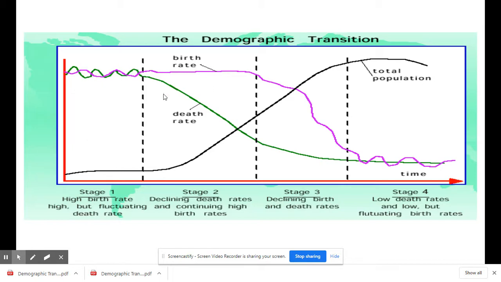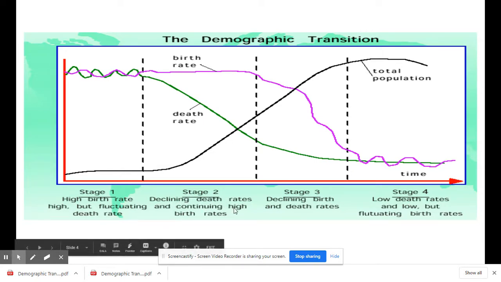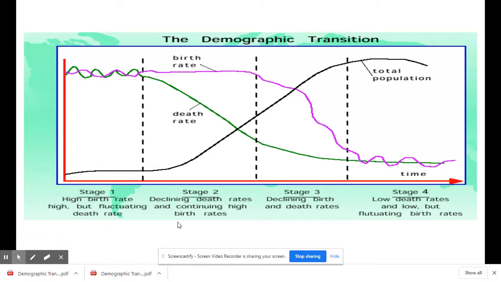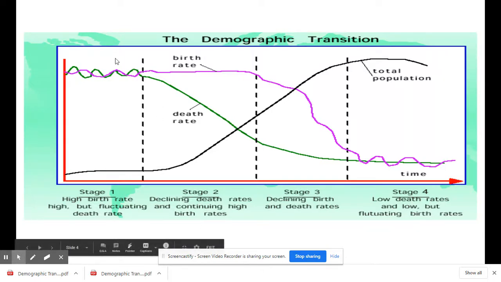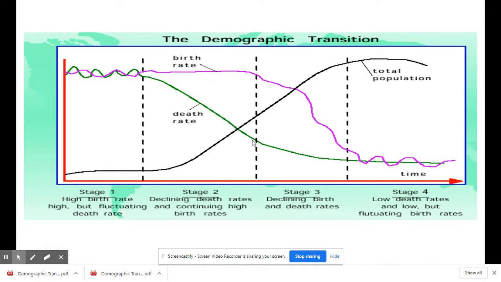So then that would explain what's going on with stage two. If a country starts to have medicine, then that brings down the death rate. So you're going to write down declining death rate, but you still have this high birth rate. I would also want you to write down the word medicine because this is showing that medicine is bringing down the death rate. They're not dying as often.